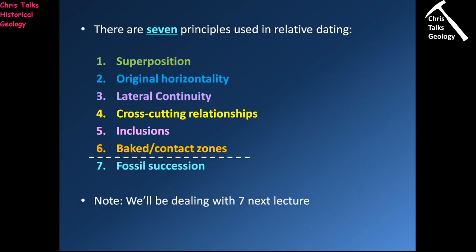So there are seven principles used in relative dating: superposition, original horizontality, lateral continuity, cross-cutting relationships, inclusions, baked contacts and zones, and fossil succession. Fossil succession is also sometimes called faunal succession. Now we're going to deal with seven in the next lecture, so we're only going to focus on 1 to 6 right now.